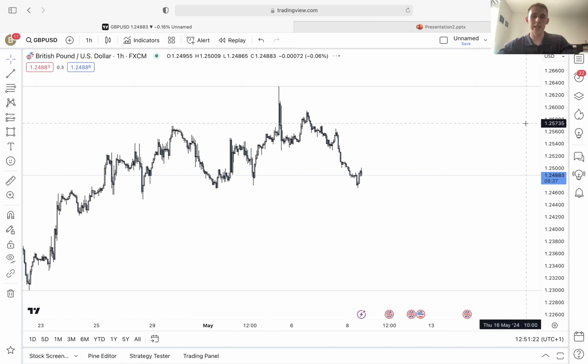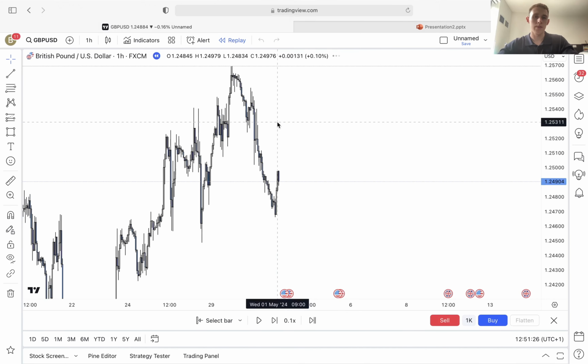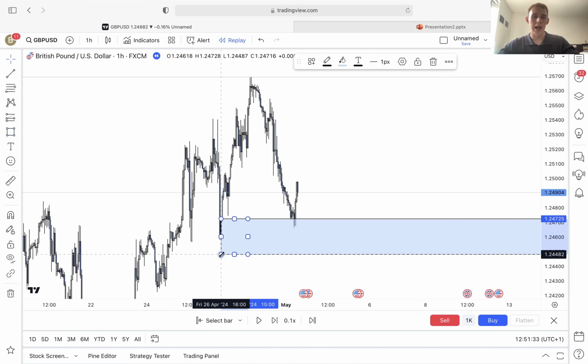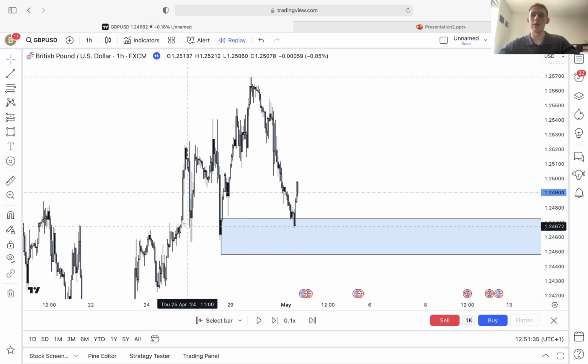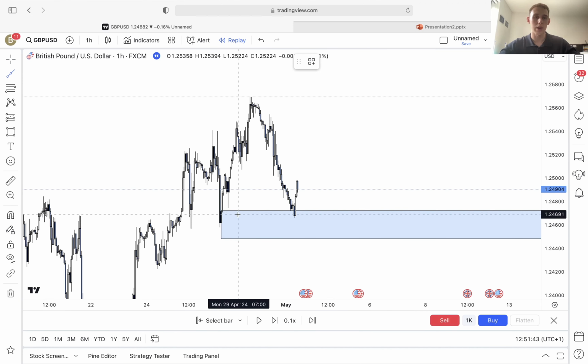Okay, so this is quite a good example. So, okay, here we have an area of supply, sorry, an area of demand. And in a moment, I'm going to go through exactly what I mean by an area of demand. But for now, just bear with me. And what I mean by an inducement is when we have a situation like this, where price, if we mark this on.